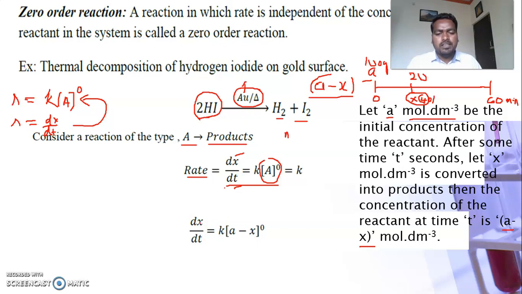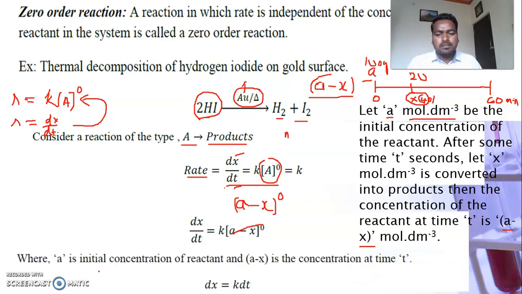Then dx by dt is equal to k into a power 0. Here, concentration a is nothing but a minus x, the concentration of reactant at any time t. So a minus x to the power 0 becomes 1, and the whole power becomes 0. Then the rate equation gives dx by dt is equal to k. If you rearrange this equation, it gives dx is equal to k dt.